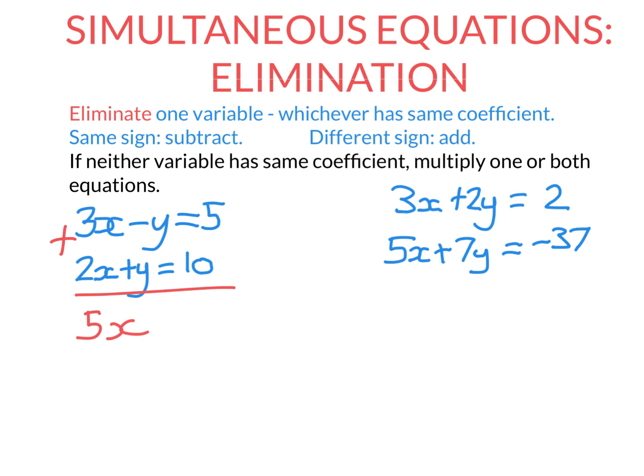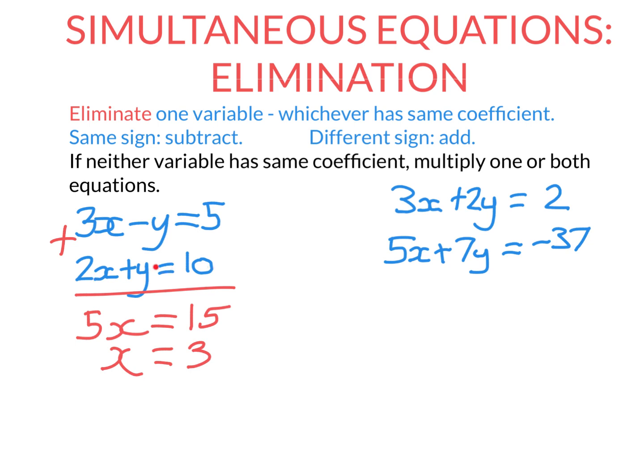Then I still need to add the right-hand sides of the equation. 5 plus 10 is 15. We've reduced these two equations to one equation with one variable. If 5x equals 15, x must equal 3. So what does that mean for the value of y? We can substitute x equals 3 into either of these equations to find the value of y.